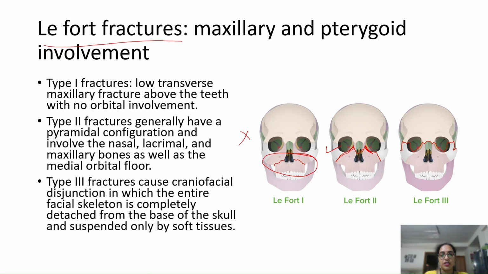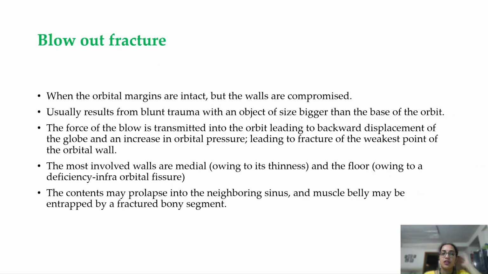So, type 3 fractures, you can remember it as goggle fracture, and type 2 and type 3 are the ones which involve the orbit. Now, blowout fractures, when the orbital margins are intact but the walls are compromised. Okay, so you won't see any fracture lines along the orbit, but you will see fracture in the walls.